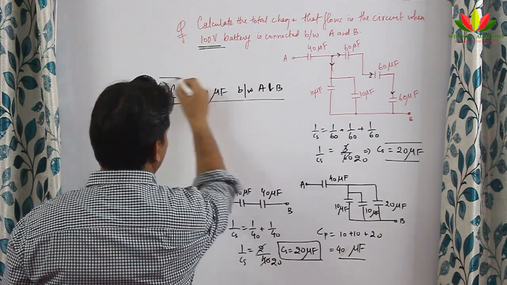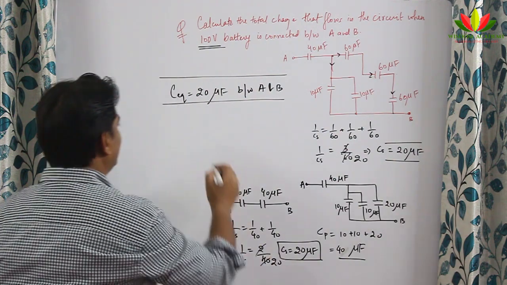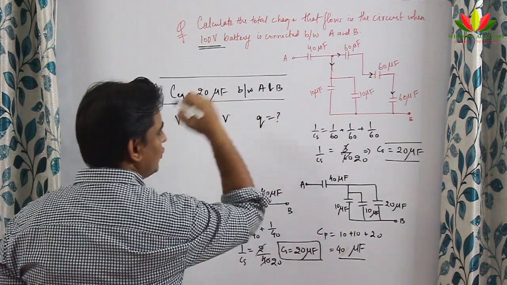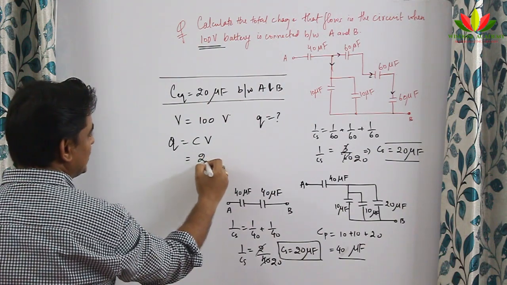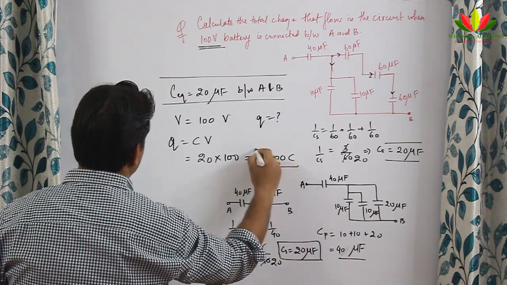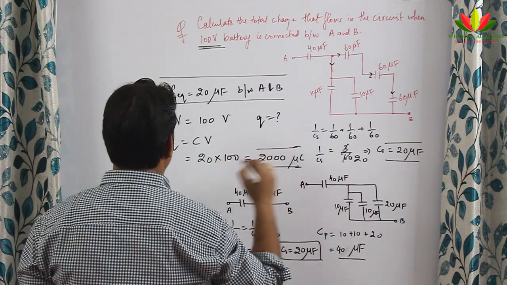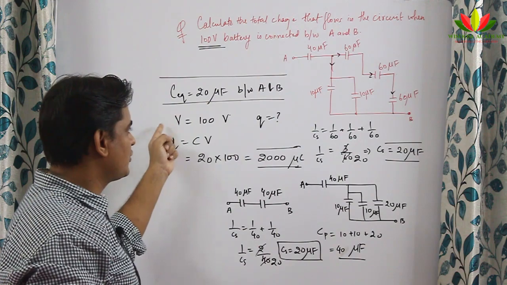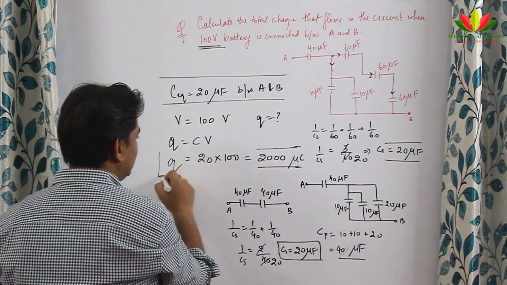What they have asked in the question is to find the total charge if a 100 volt battery is connected. So V is given as 100 volt, and they have asked you to find Q. So we know that Q is equal to C into V. So C is 20, V is 100. So I will get 2000 coulombs. I should say microcoulombs because it is microfarad. So if you have a capacitance of 20 microfarad and a potential difference of 100 volt, I will get the charge as 2000 microcoulomb. This is the answer for this question.